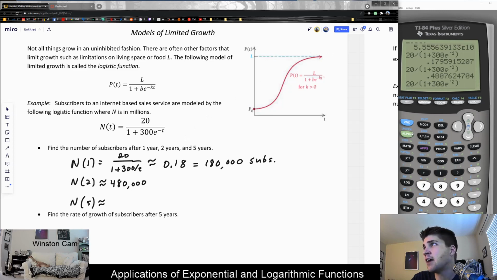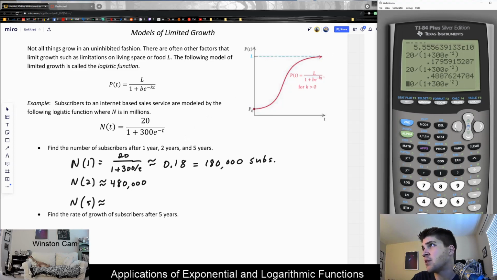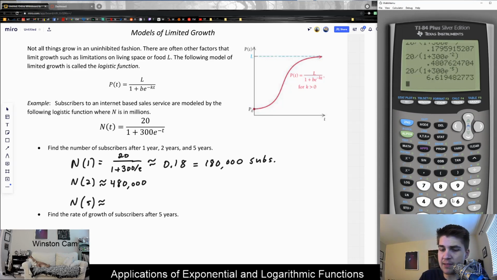So, again, after 5 years, we can see what our subscriber count is. And it's going to be at approximately 6.6 million subscribers. And we can see it's growing very, very rapidly. Not undergoing linear growth. Again, we could graph the function, etc. if we wanted to, but it'll have this basic shape.